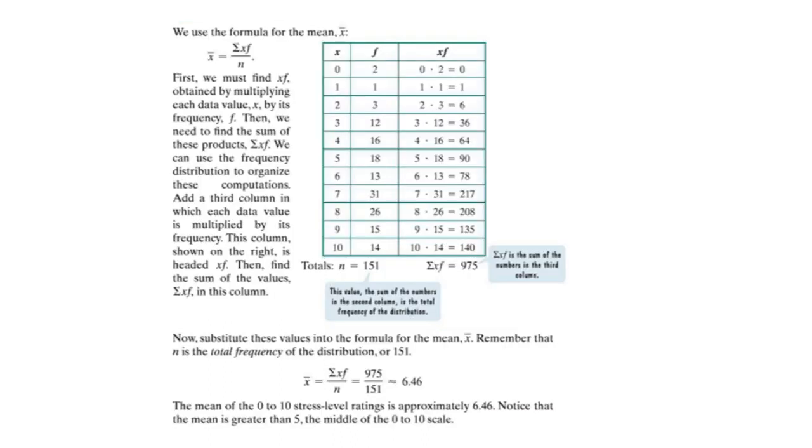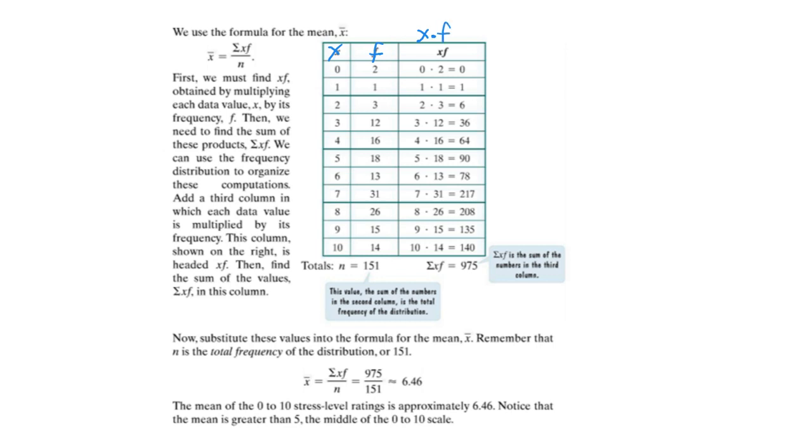Knowing that we're dealing with a frequency distribution table, we're going to take a look at the chart. The X values are the stress ratings that we have from the previous page. So that is our X value. We have the frequency, the number of students that responded to each stress rating. And then the third column, we have X times F, the data value times its frequency.